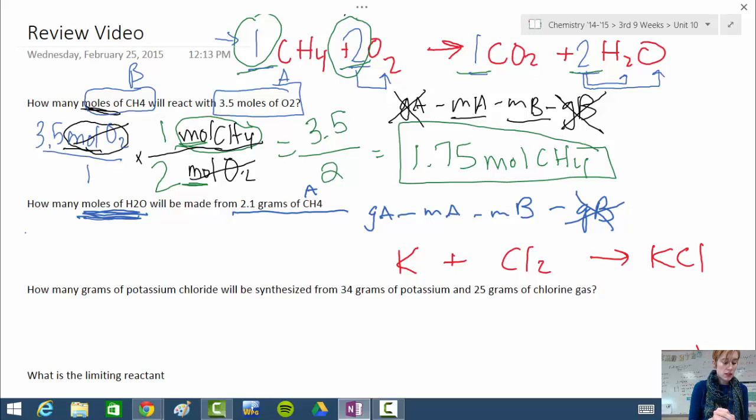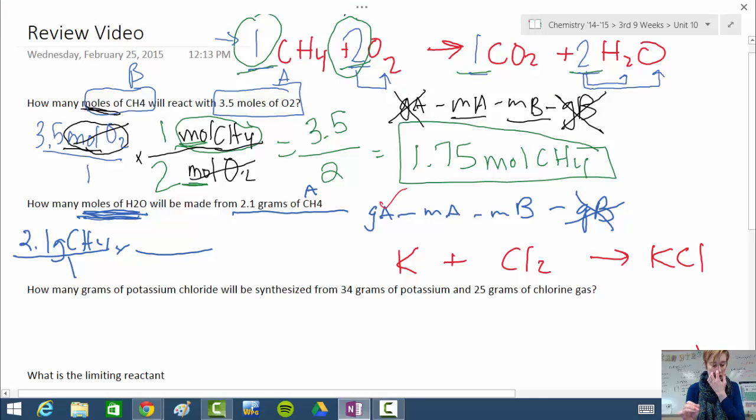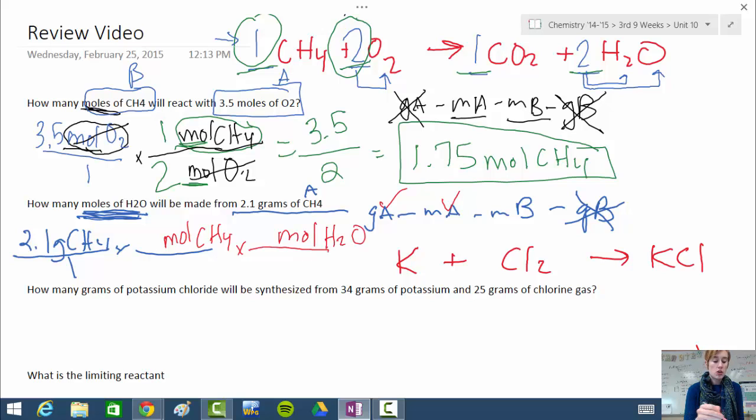So I put my given over 1, 2.1 grams. This is A. CH4 is A. So I put that over 1. So what's next? I've done grams of A, so next is moles of A. Moles goes on the top, and A is CH4, so I put that on the top. Now what goes on the top of the third one is moles of B, which is H2O. I know that because it's asking for moles of water, moles of H2O, so that's my B.